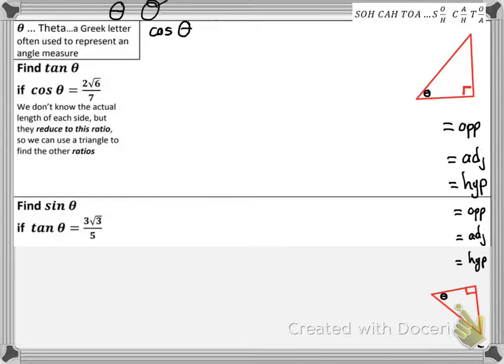Some people try and do it this way. Looks like a cursive O. I don't like that either. What I want to see is straight across. If you are one of those people who just loves that cursive O, make sure you bring your line down halfway so that it doesn't look like an O, it looks like a theta. Okay. What we know is cosine theta equals 2 root 6 over 7.